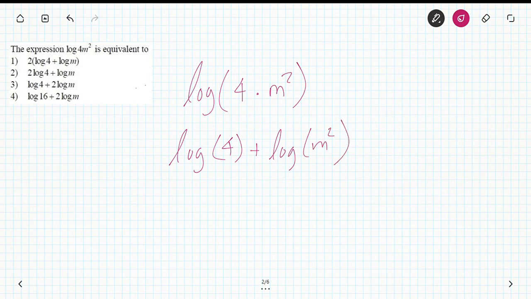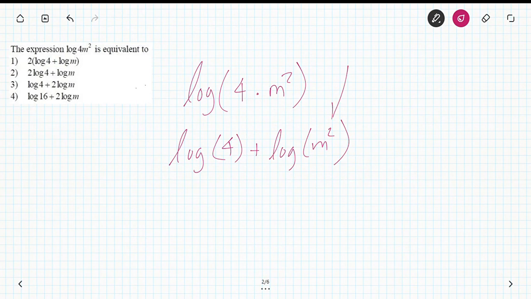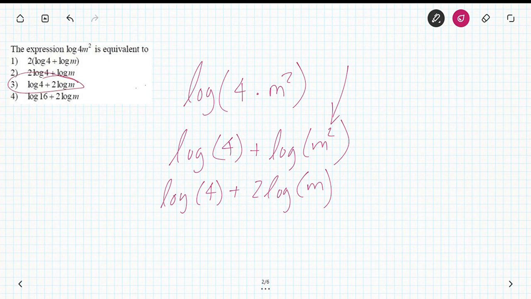But now I can further simplify this by saying that, well, I have an exponent right here. So that exponent I can actually express more linearly as this. The log of 4 plus 2 times the log of m. Okay, and now let's look at our choices. So the only one that makes the most sense would have to be answer choice number 3. Okay, so that is one example. Let's go ahead and do another one.